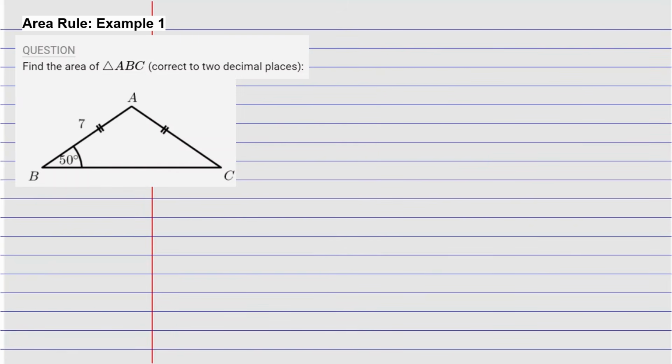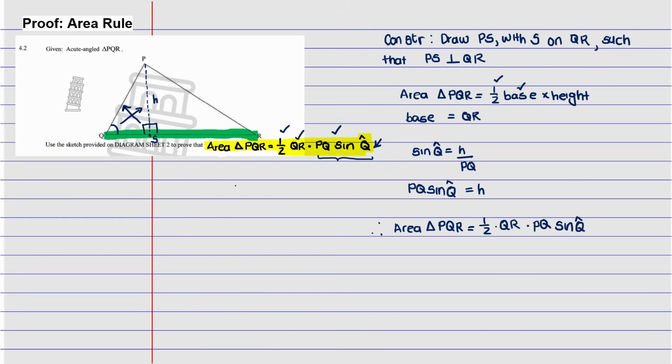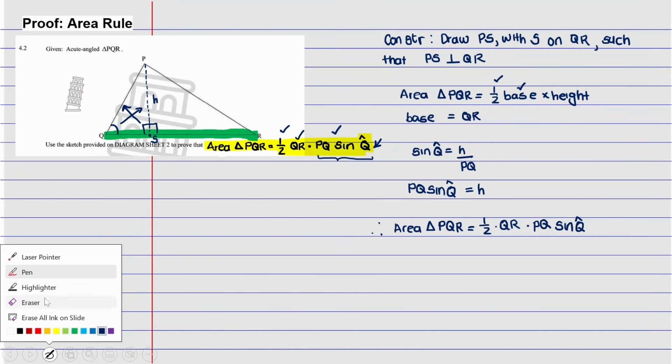So now what I want to do is put the area rule into practice. What we have is this, and it says we need to find the area of triangle ABC. So one thing about the area rule, you need to understand what information you need from the triangle to use it. Actually, let's go back to the proof so that you can see what I mean. From the proof that we just did, the area of the triangle is 1 over 2 QR multiplied by PQ sine Q.